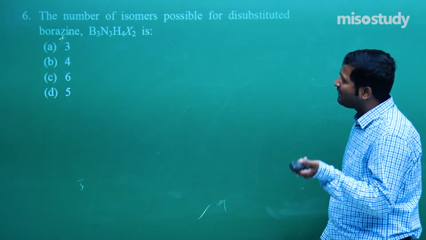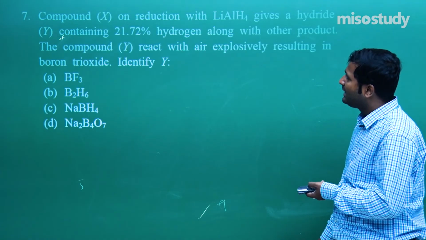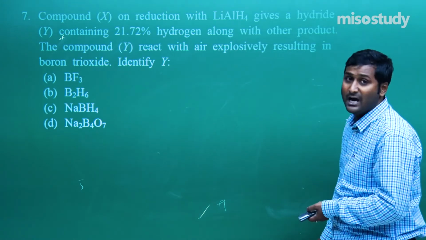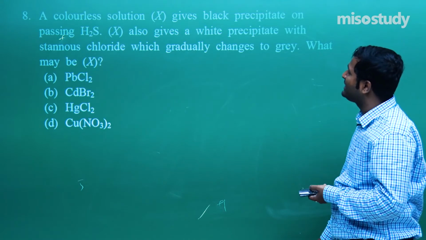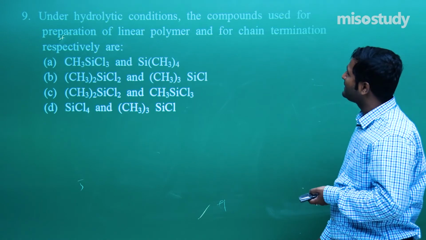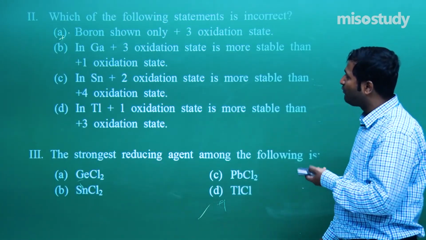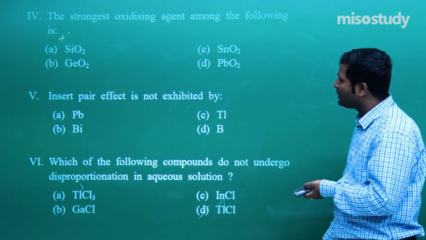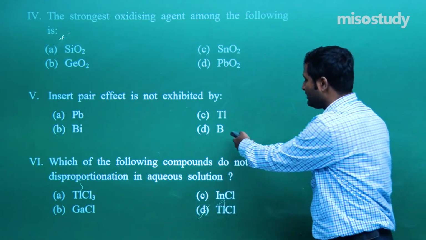The number of isomers is 4. I have drawn all the possible isomeric forms. Now for question number 7, as I discussed, it is B2H6. Why is it B2H6, and X is BCl3? Yes, sir. For question number 8, colorless solution, black precipitate. So this is HgCl2. Now under hydrolytic condition, that is the B option, and for this, tell me, the third option. Then here is the A and B option, here is the D option, here is B and boron, the B option, not B, that is the D option.